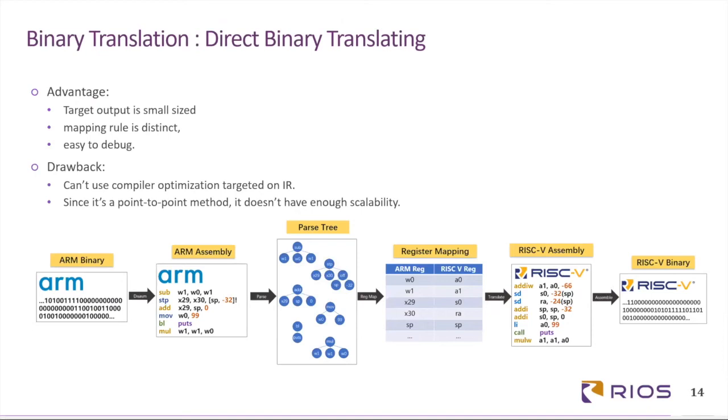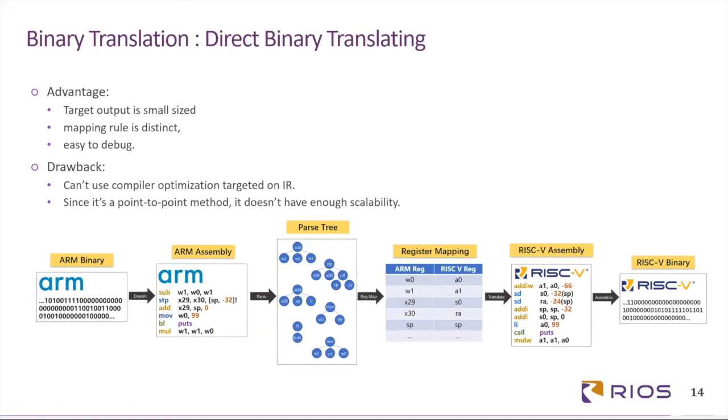First, you get a binary, and you disassemble it and turn it into assembly, and you pass the assembly into a parse tree, and you do some register mapping. You swap the register names into RISC-V register names, and then you do instruction classification, and translate each instruction directly into RISC-V assembly, and then you output a RISC-V binary.